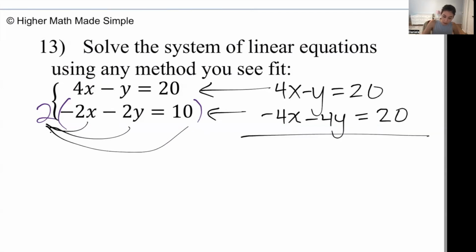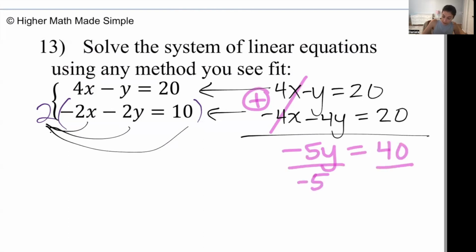And so now look what happens when we add them together. We already know those cancel. Negative plus a negative, so it's going to be another negative. 5y is equal to 20 plus 20 is 40. And then when we divide both sides by negative 5, surprise, surprise, y is equal to negative 8.